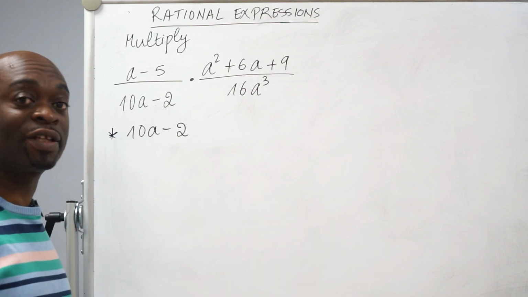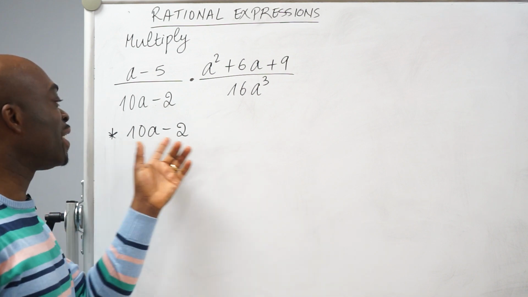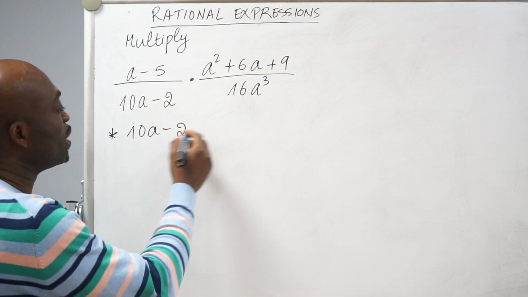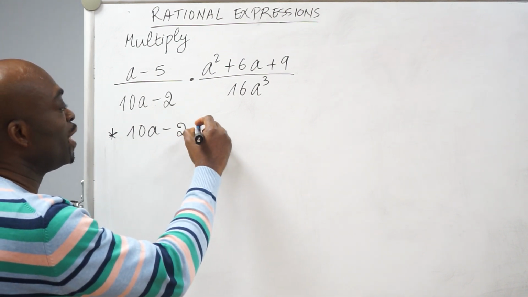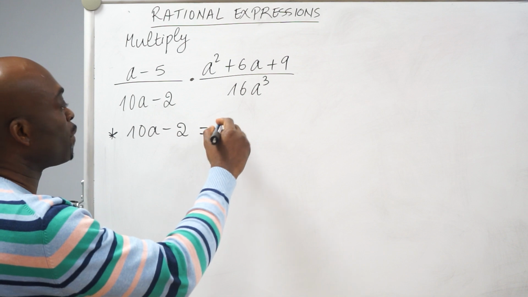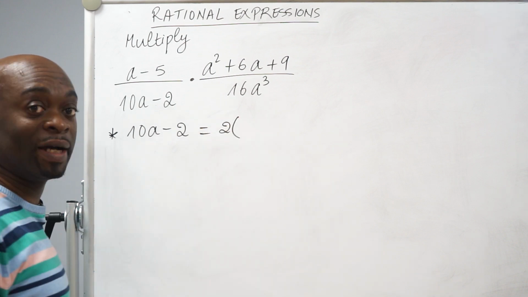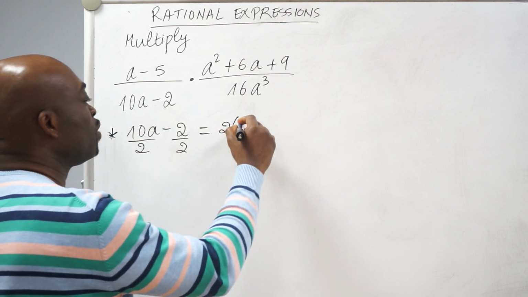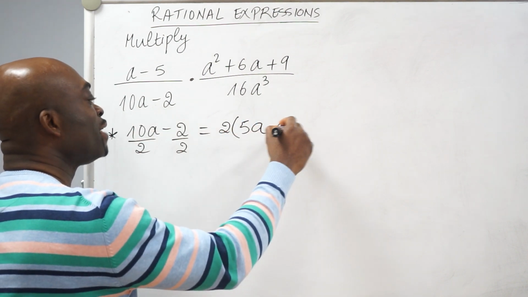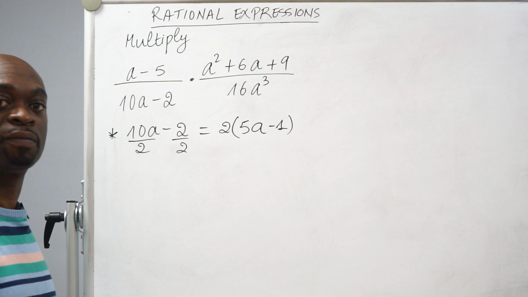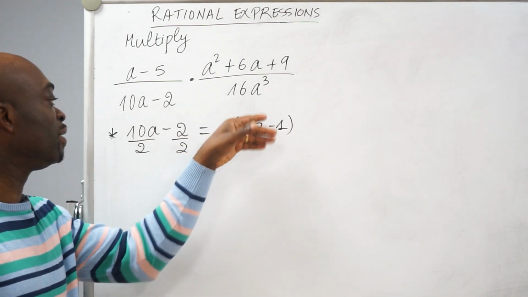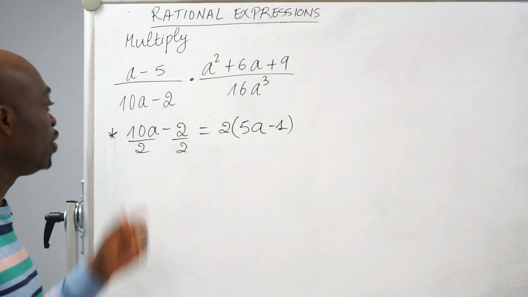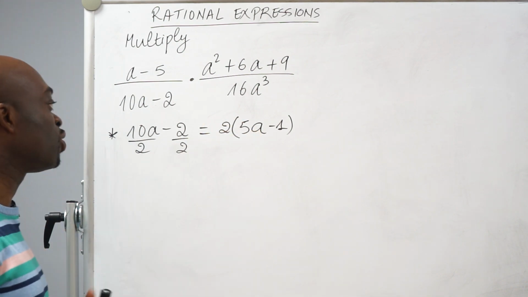For the greatest common factor, for the numbers 10 and 2, what's the number that can go into 10 and 2 evenly? It's going to be 2, right? So we take 2 out. 2 divides these two evenly. That would give us 5a and then minus 1, because 2 divided by 2 is 1. If you multiply it back, you should get 10a minus 2. If you expand it again, you get 10a minus 2. So let's go to the next one.